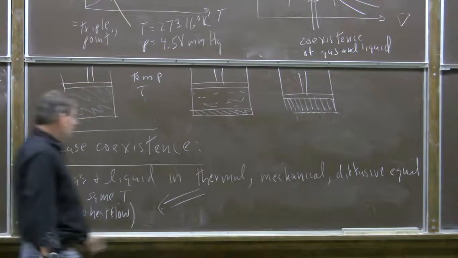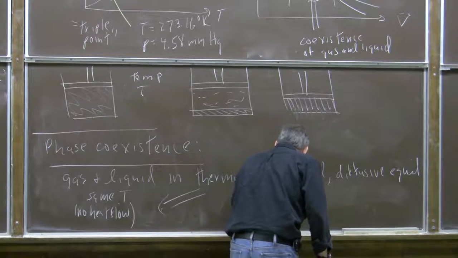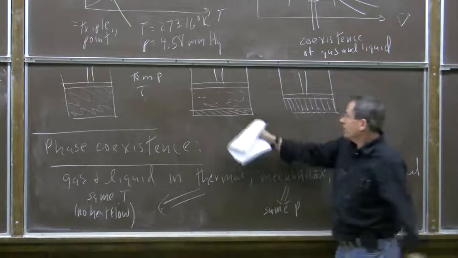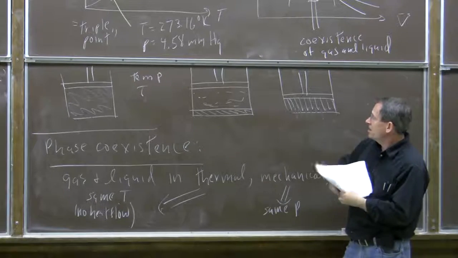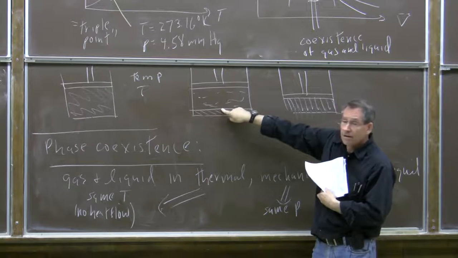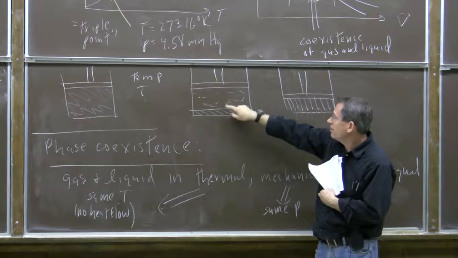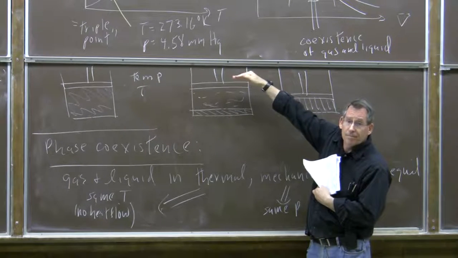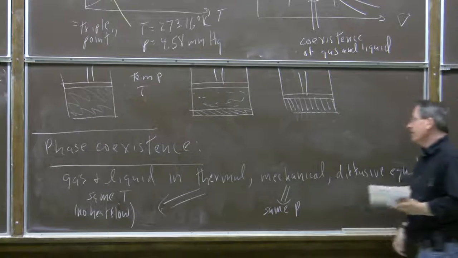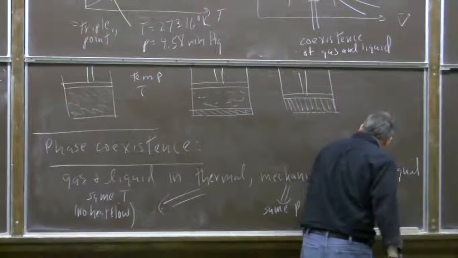They're in mechanical equilibrium, they have the same pressure. If the pressure of the liquid and the gas didn't match when they coexist, then the boundary between gas and liquid would move. If the pressure of the liquid were higher, it would be pushed up, right? So they come to mechanical equilibrium where the liquid and the gas have the same pressure. And they also have the same chemical potential.